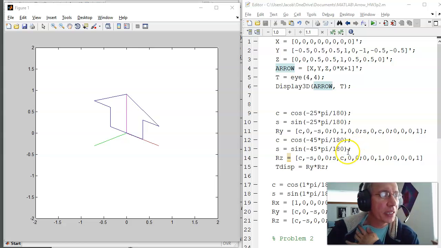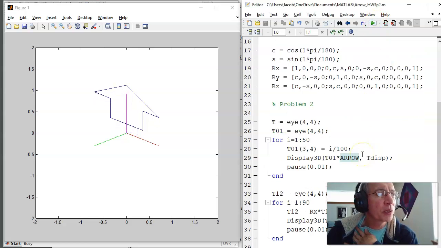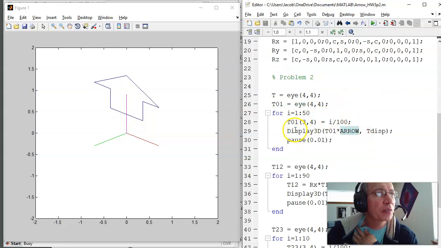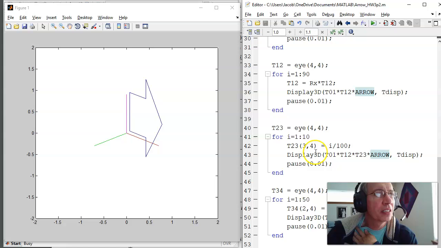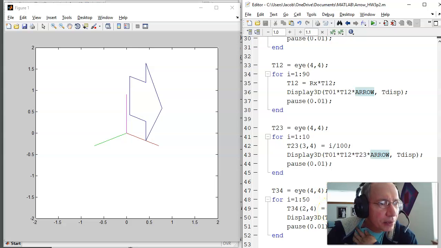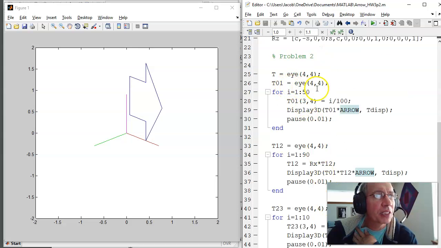The second problem is to take the robot and go through a couple different motions. And to do that, I'll first move it in the Z direction. I'll then rotate it about the X-axis. I'll then slide it in the Z direction relative to the object. And then move it in the Y direction relative to the object. And again, this isn't really necessary, but it does show off well.